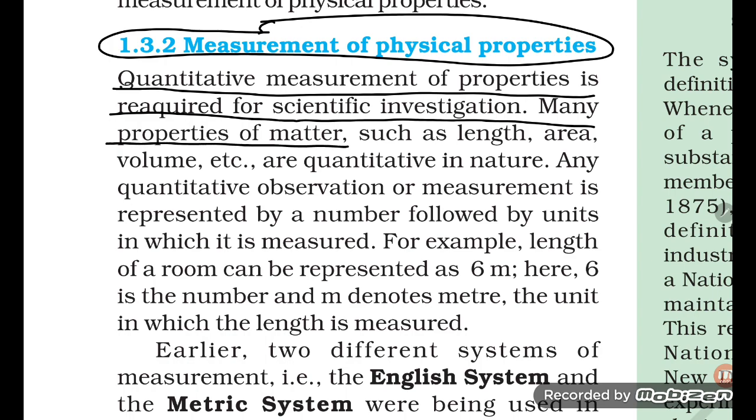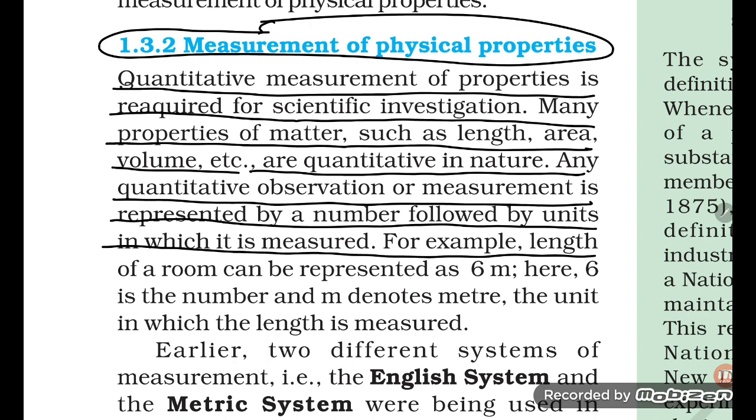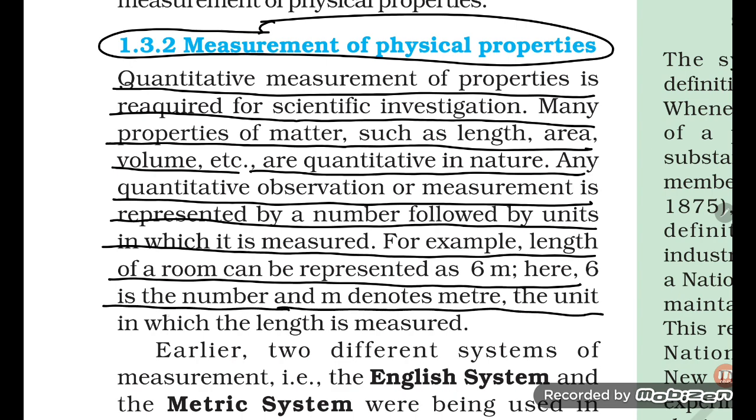Many properties of matter such as length, area, volume, etc. are quantitative in nature. Any quantitative observation or measurement is represented by a number followed by the units in which it is measured. For example, the length of a room can be represented as 6 m. Here 6 is the number and m denotes the meter, the unit in which the length is measured.